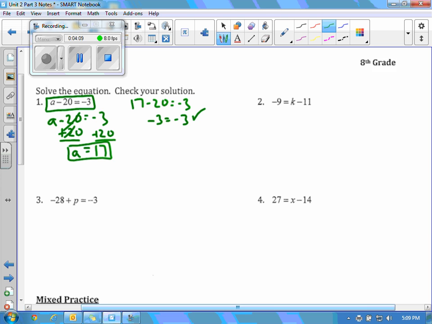Looking at number 2, again, my first step is to box and rewrite. So I'm going to box this original. I'm going to rewrite it. Negative 9 equals A minus 11.